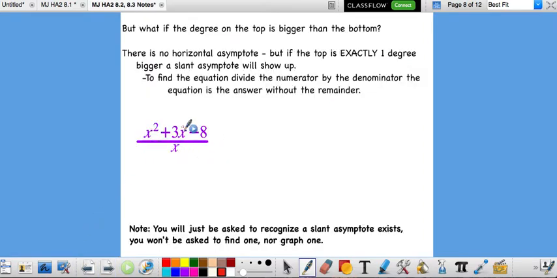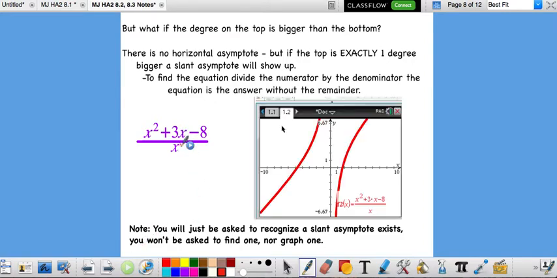If the degree on top is bigger, there is no horizontal asymptote. However, if the top degree is exactly 1 degree bigger, there's what we call a slant asymptote. To find the equation of the slant asymptote, divide the numerator by the denominator and then just ignore the remainder. Please note, though, you're just going to be asked to recognize that a slant asymptote exists. We're not going to graph any. For your context, though, this is what a slant asymptote looks like, something like this, where you're getting infinitely close to it, but not touching it.